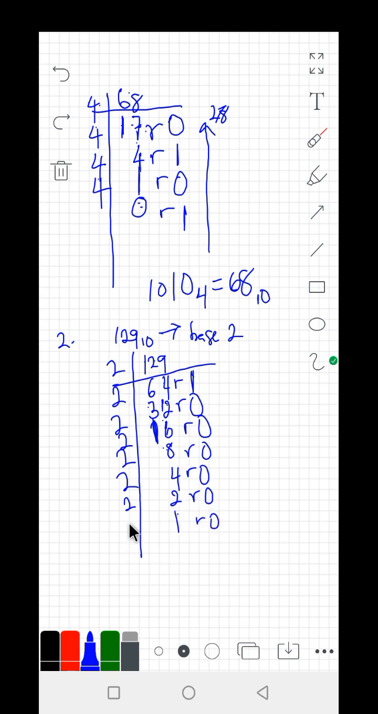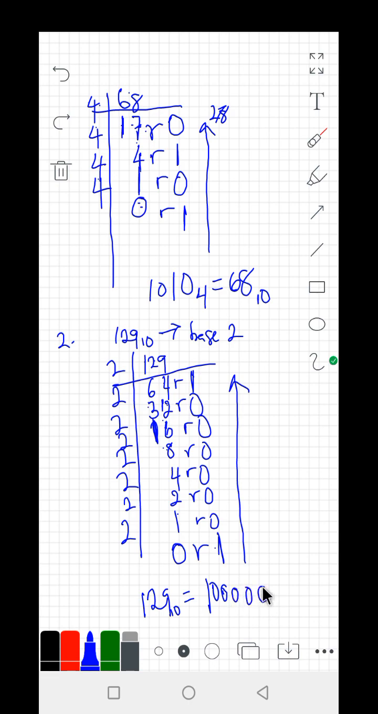This is where it gets tricky. When you divide this by 2, it will be 2 times 0 is 0. So you can take 0, and what is remaining is 1. And you read it upwards from here. So 129 base 10 equals 10000001. How many places? 1, 2, 3, 4, 5, 6, 7, 8. Base what? 2.